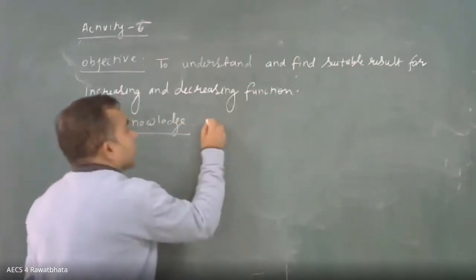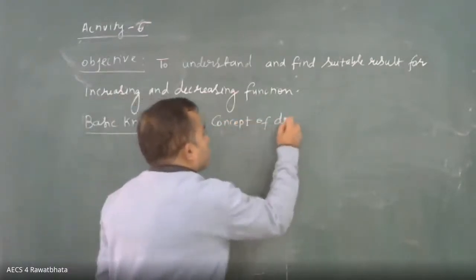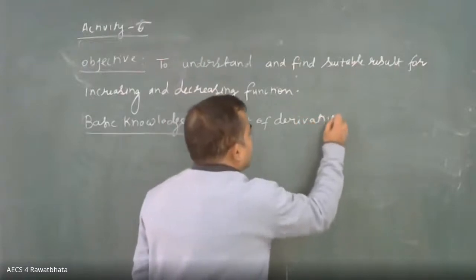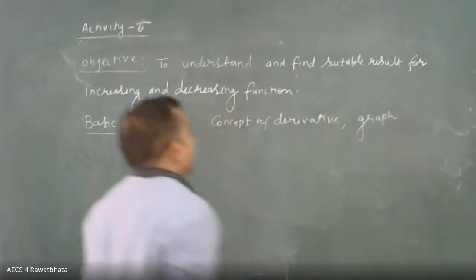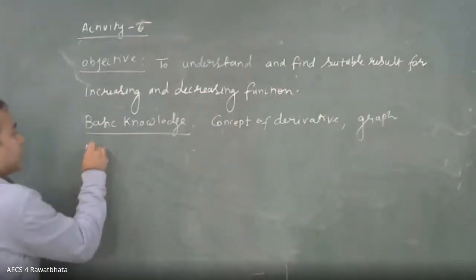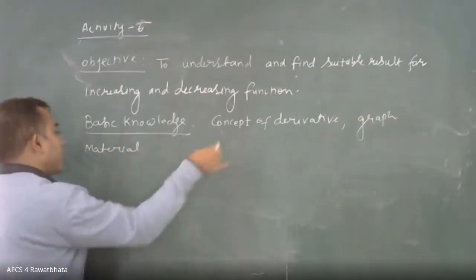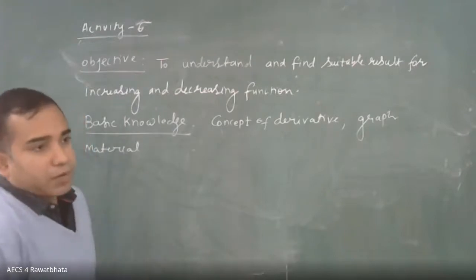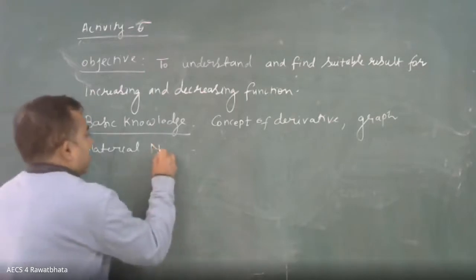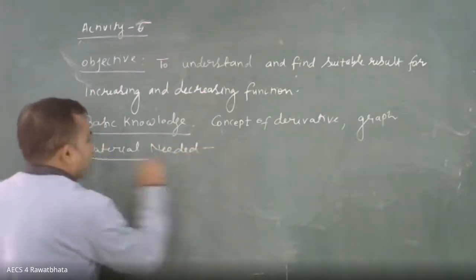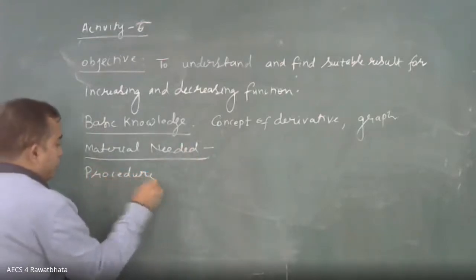You need to have the concept of derivatives. You need to know differentiation, etc. You should know graphs, etc. Right? Then material needed: nothing is specific, only graph work we will do. So whatever things are needed for graph, that only you need, like color sketches, pencil, scale, graph paper, etc. So that you can write yourself. Then procedure. So understand it and write the procedure point-wise yourself.